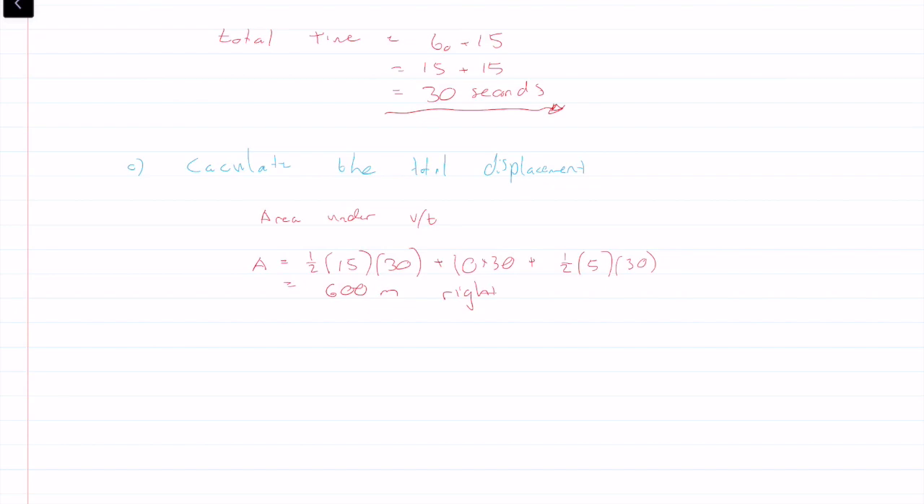Then question D says calculate the average velocity, average speed rather.